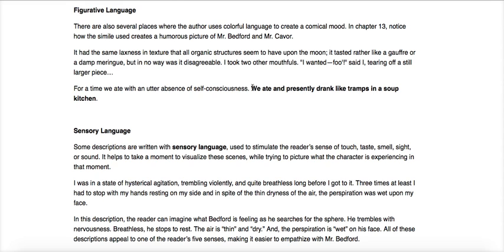Okay, the bolded words: "we ate and presently drank like tramps in a soup kitchen." Okay, that is a simile. That means they were so hungry they just ate anything really fast. Tramps, in H.G. Wells's time, might mean someone like a homeless person. So if you think of a homeless person going into a soup kitchen or shelter, they might be really hungry and just eat and drink everything. So that's how figurative language is used to create mood.